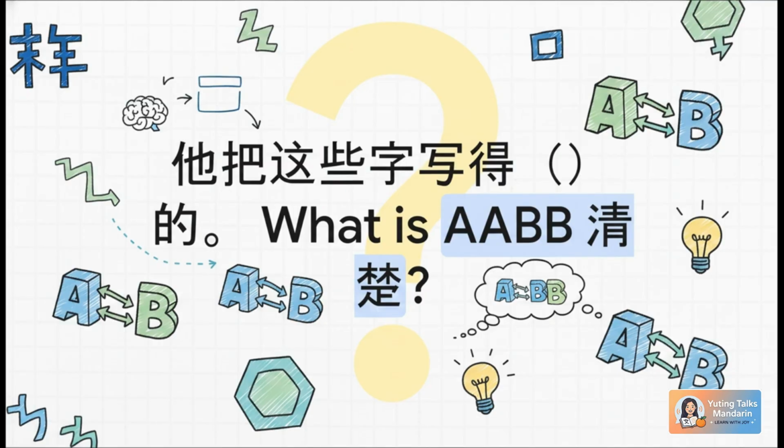The sentence is 他把这些字写的, which means he wrote these characters, and that's followed by a blank space. So your job is to fill in that blank using the ABB form of the word 清楚, which means clear. Think about that formula. AB needs to become AABB. I'll give you just a second to mentally transform the word 清楚 into its amplified, reduplicated form.